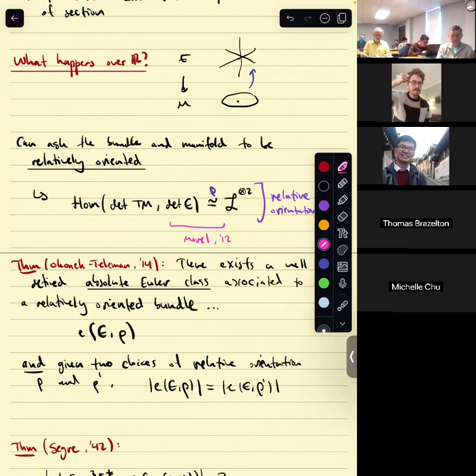But this makes sense over arbitrary fields. It's weaker than asking this to be trivial, right? Asking it to be a square of a line bundle. And when we start doing things in quadratically enriched enumerative geometry, this is the notion that we want. But over the reals, we should really probably just think about this as being trivialized.